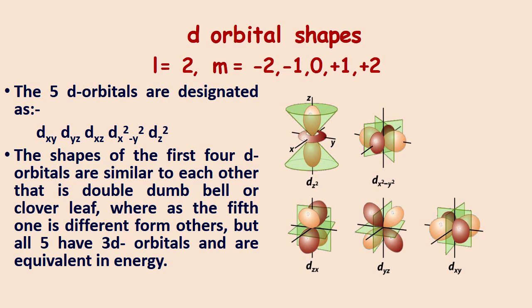The shape of the first four d orbitals are similar to each other, that is double dumbbell shaped or clover leaf shaped. Dxy, dyz, dxz: these orbitals are present in between the axes, but in the orbital dx² minus y², the lobes are present along the x and y axis. Dz², that last fifth one, is different from the others, but all five are 3d orbitals and are equivalent in energy.